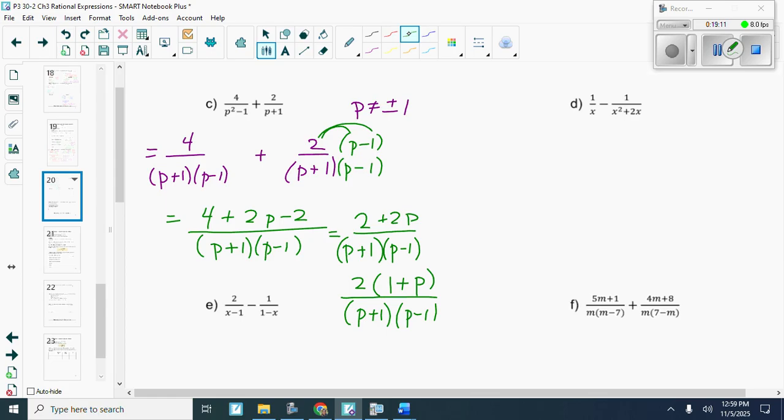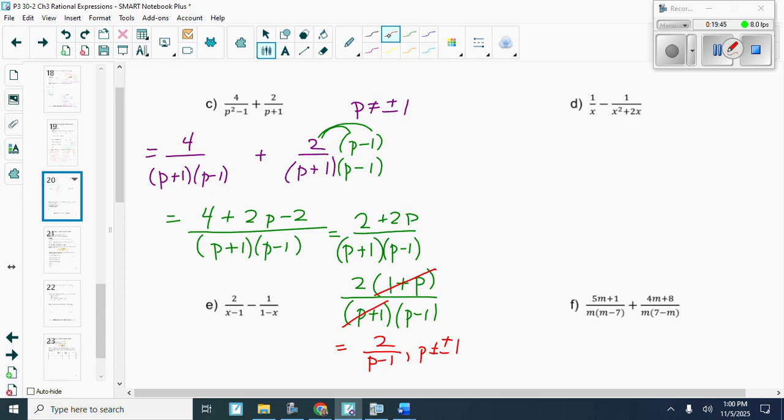Is this exactly the same as one of the factors on the bottom? Yes and no. If they were just reversed, okay, but they're both positive, so that means this is exactly the same as p plus 1. So yes, in this case, we can cancel these two. Our final answer here is 2 over p minus 1. P cannot equal plus or minus 1.